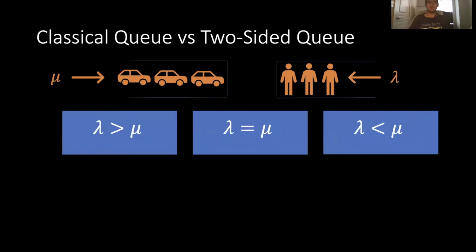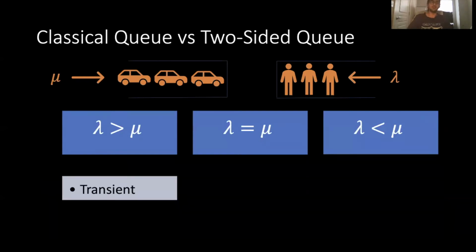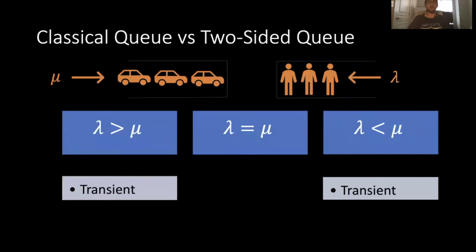Let's consider three different cases, where lambda and mu are the arrival rates of the customers and the servers respectively. In the first case, if lambda is greater than mu, then there is a lot of influx of customer arrivals into the system, and because of that, the customer queue will blow up. Thus the system will become transient. When lambda is less than mu, there will be a lot of server arrivals in the system, and thus the server queue will blow up.